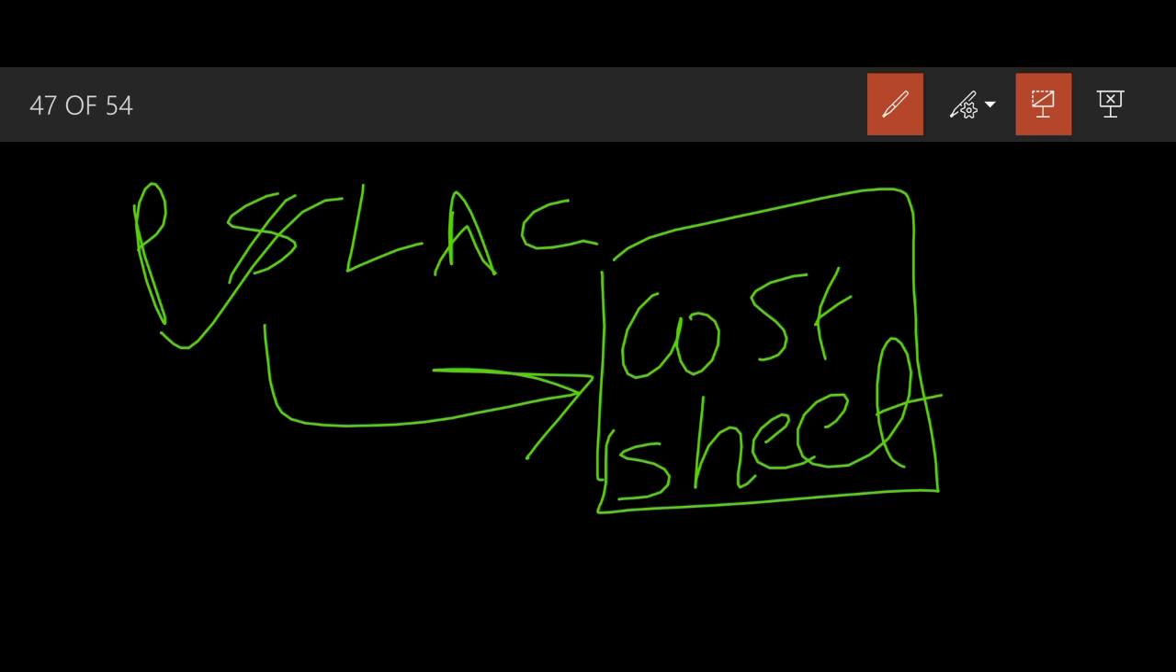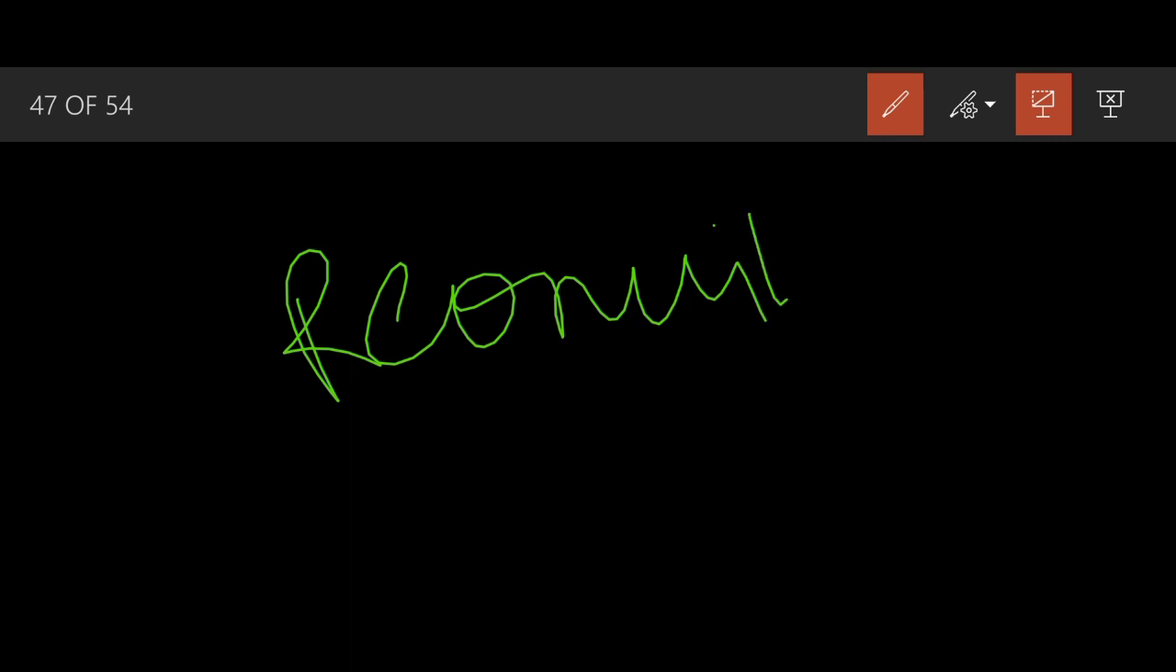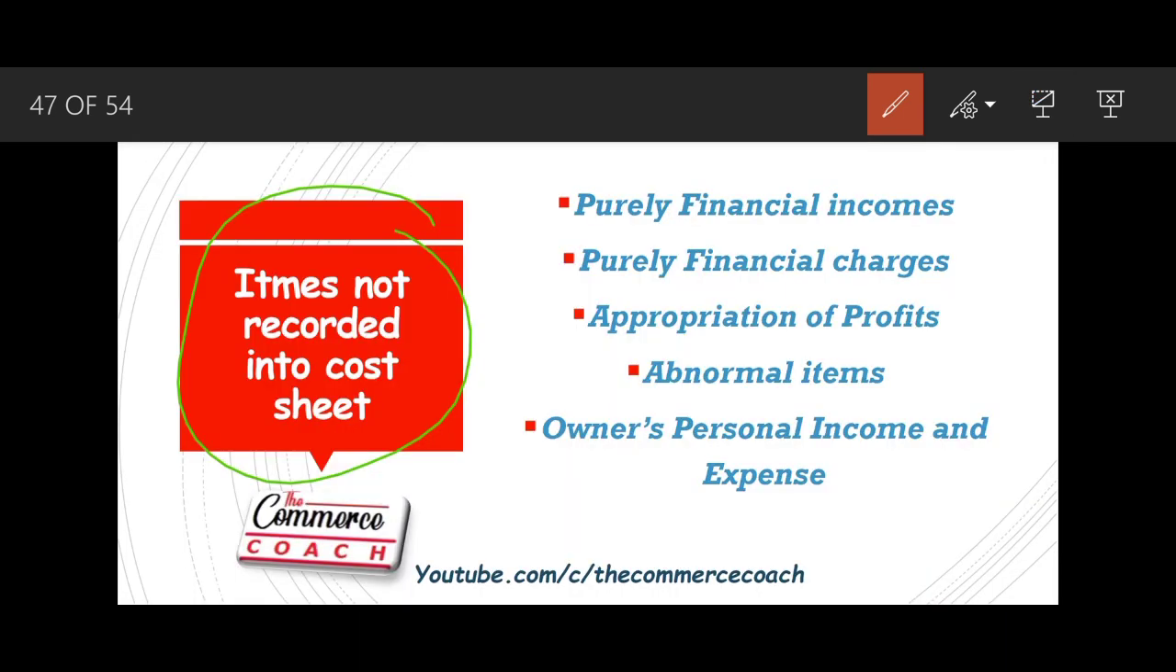So we will be seeing what are some of the items that we do not consider while preparing the cost sheet that are already presented in the profit and loss account. There is also a chapter named reconciliation in CMA Inter and CA Inter. You can find it, reconciliation. You will be reconciling both the cost sheet and the profit and loss account.